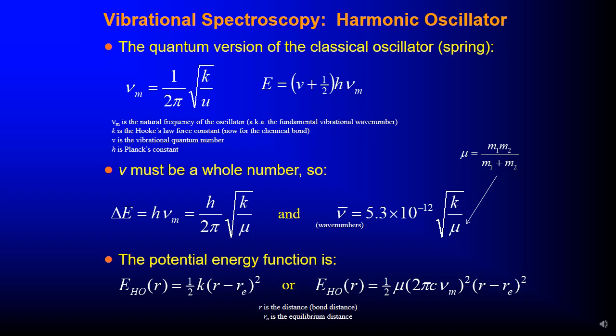So if we talk of vibrational spectroscopy, remember the harmonic oscillator. Generally this is the formula, the quantum version of the classical oscillator or the spring. If Vm here denotes the natural frequency of the oscillator, then K denotes Hooke's law force constant. Then we have V, which is the vibrational quantum number. You can see it here. Then we have H, which is the well known Planck's constant.